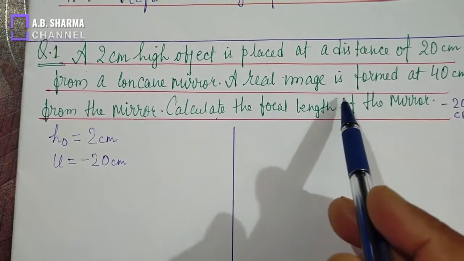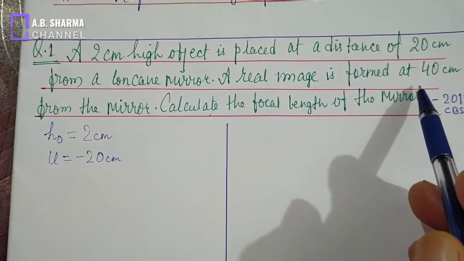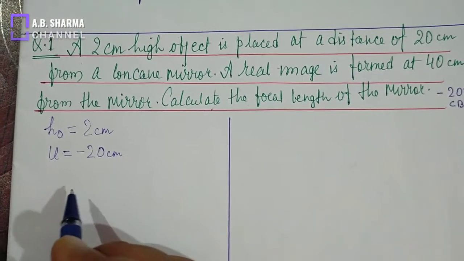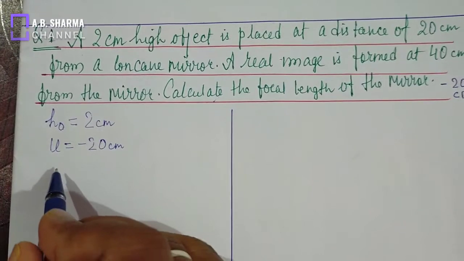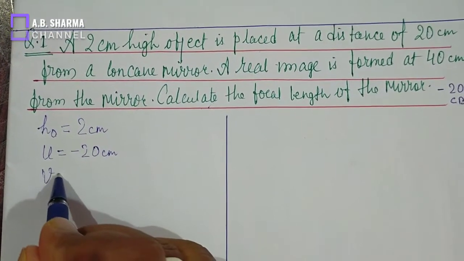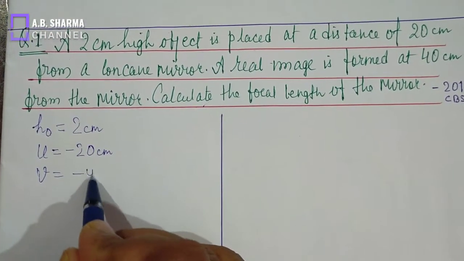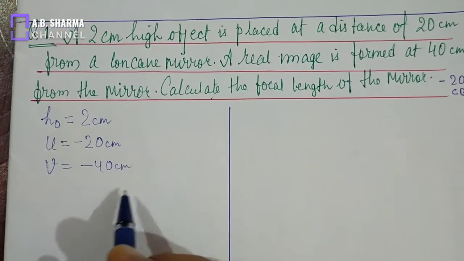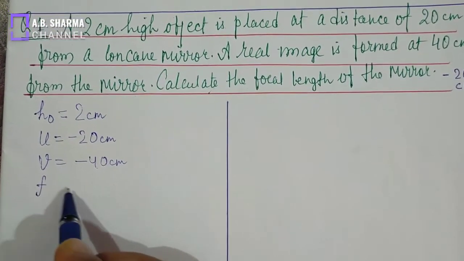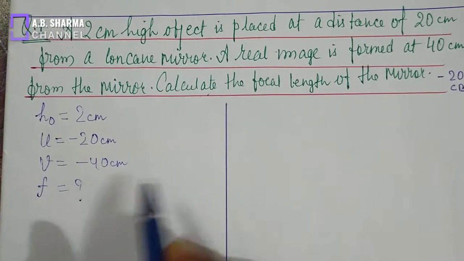Real image is formed. Image is real at 40 centimeter, so this is negative. V equals to minus 40 centimeter. So we have to calculate focal length, that is F equals to how much.